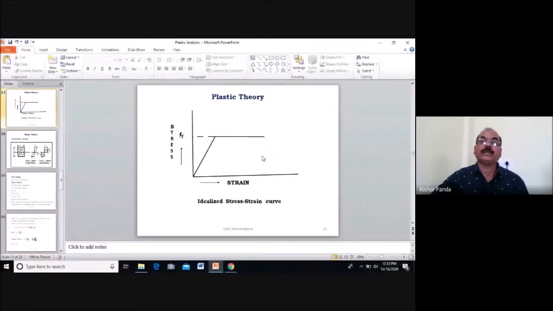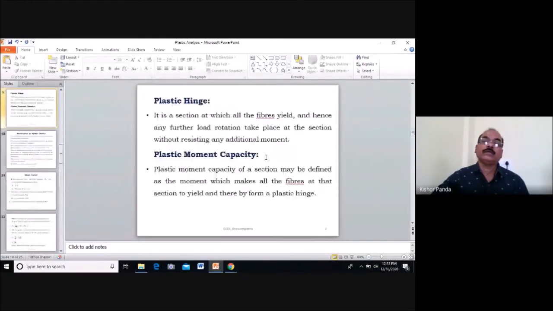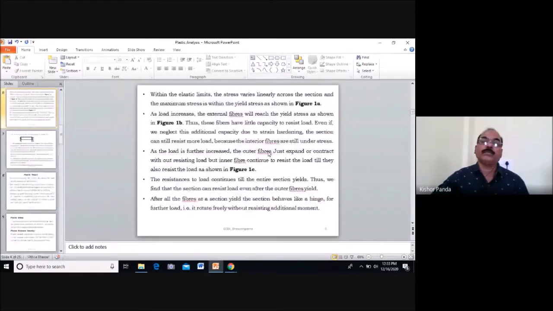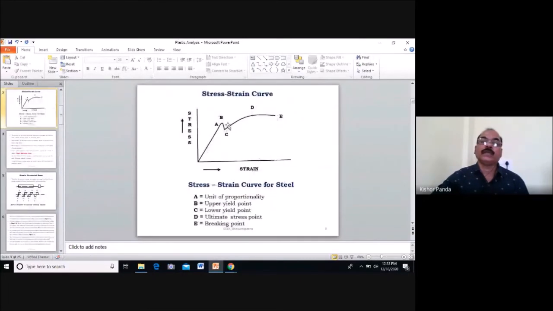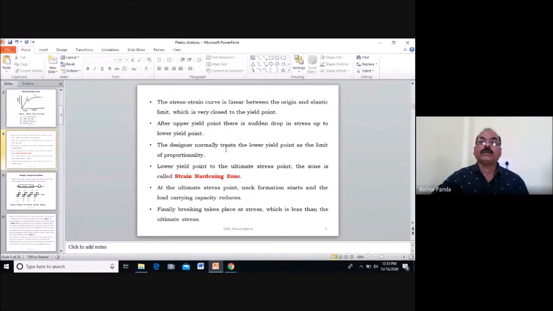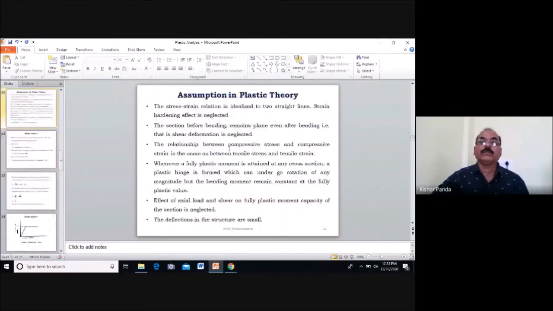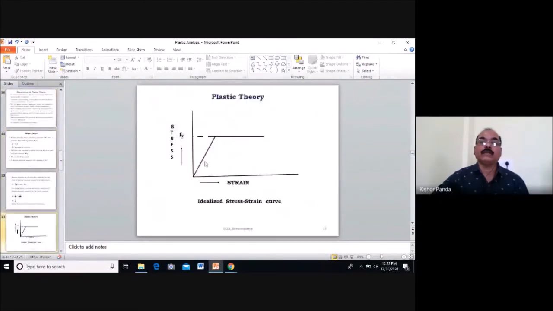But in elastic theory, this is the stress-strain diagram. This is the stress-strain diagram in elastic theory, but this is in plastic theory: two straight lines. The stress-strain diagram is two straight lines, this and this. And here you are neglecting the strain hardening effect.